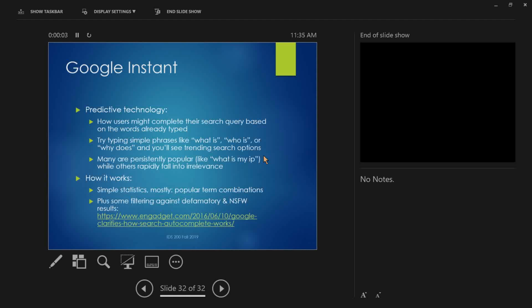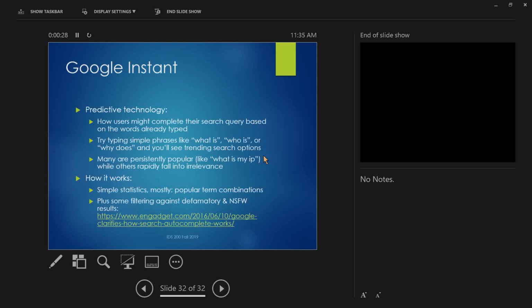All right, so that's what Google Instant does. Basically, it tries to figure out, on some kind of global baseline, you enter in these terms, here's what people like you are also entering. So basically simple statistics. Terms that are popular come up a lot, and Google thinks, well, you're probably like these other people. Another interesting thing is there is some filtering against defamatory and not safe for work results.